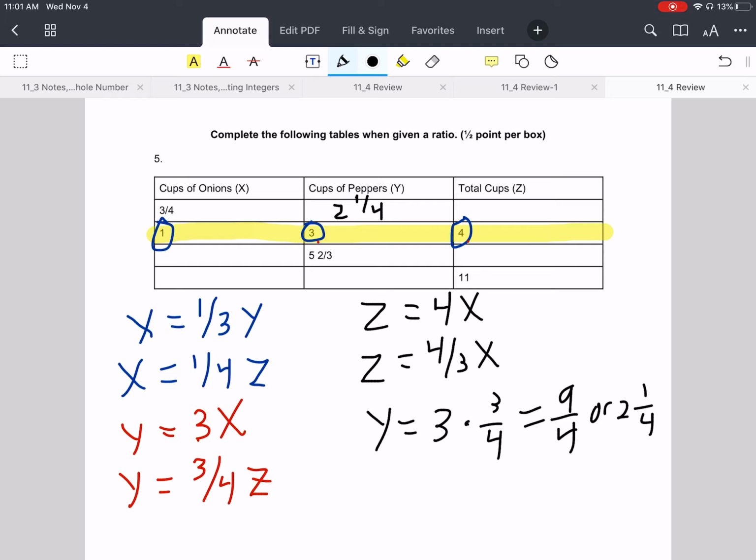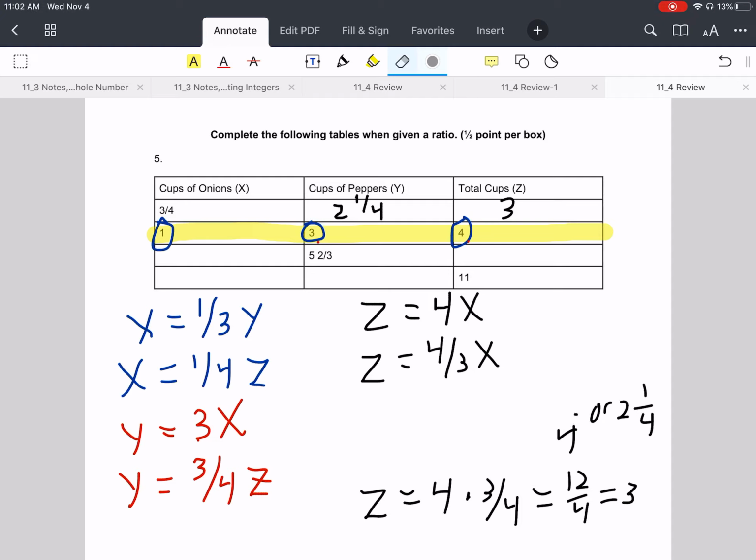And for our z value, we see the equation z equals 4 times x. So we're saying z equals 4 times 3/4, which actually equals 12 over 4, and that simplifies to 3. So that is 3 total cups.